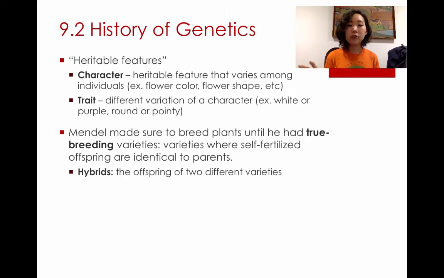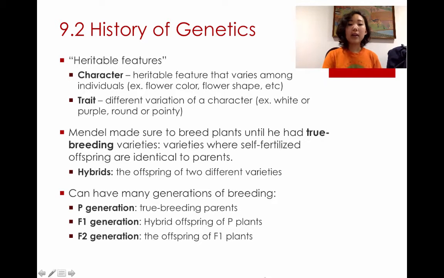So he had true breeding varieties of the parents, and then when he combined them together, he would create hybrids. Hybrids are when you take two different varieties and combine them together. True breeds are when the parents are the same and their grandparents are the same. And so he would do many generations of breeding.